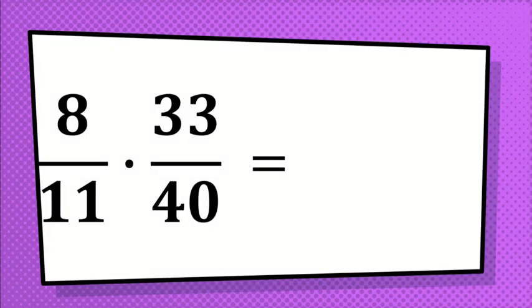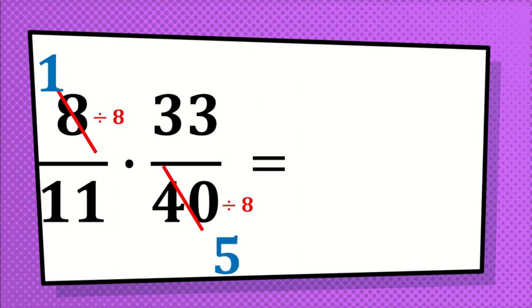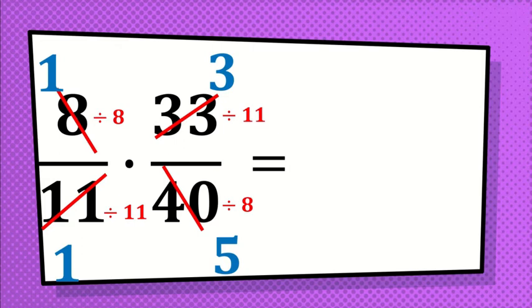Next, we have 8/11 times 33/40. Let us apply the cancellation. 8 and 40 have GCF of 8. So we will divide them by 8. 8 divided by 8 is 1. 40 divided by 8 is 5. Next, we have 11 and 33. Their GCF is 11. 33 divided by 11 is 3. 11 divided by 11 is 1. Then multiply the remaining factors. So we have 1 times 3 is 3. Then 1 times 5 is 5. So the product of 8 over 11 and 33 over 40 is 3/5.